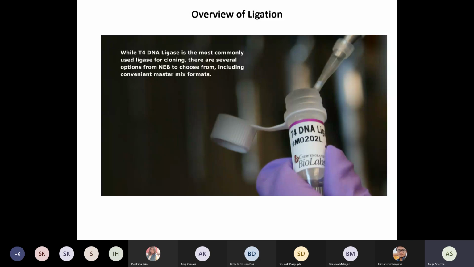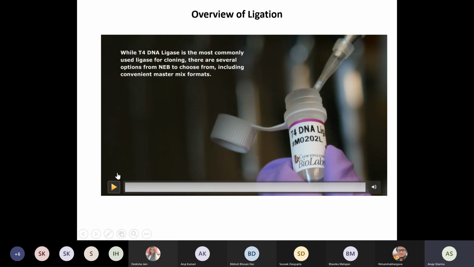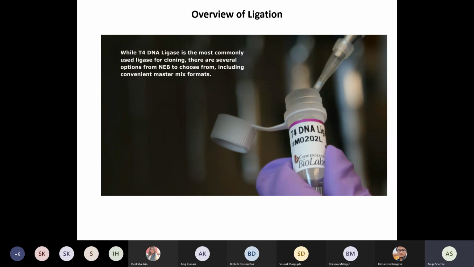While T4 DNA ligase is the most commonly used ligase for cloning, there are several options from NEB to choose from, including convenient methods. So usually we use T4 DNA ligase enzyme to ligate your vector and gene of interest. For this, we have a buffer and enzyme in which it works. After ligation, we transform the product we get into bacteria.